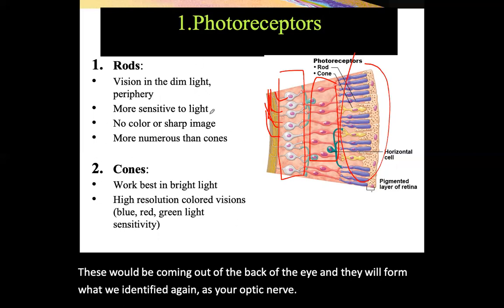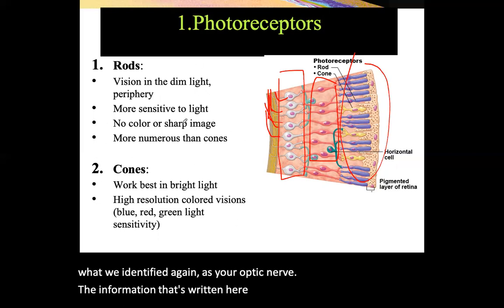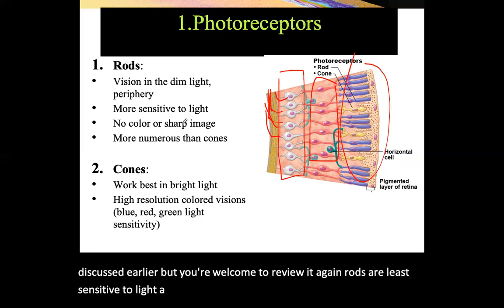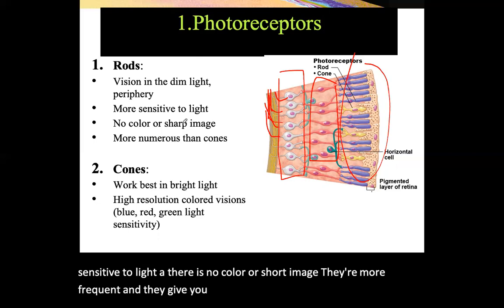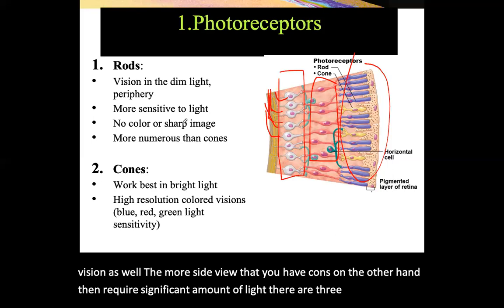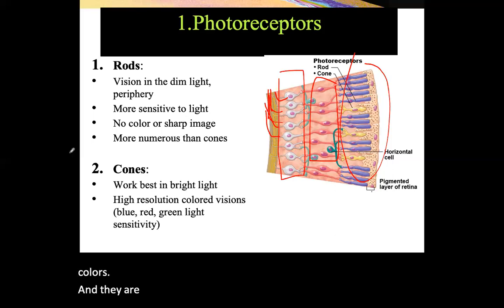The information that's written here is pretty much the same thing we discussed earlier, but you're welcome to review it again. Rods are least sensitive to light. There is no color or sharp image. They're more frequent, and they give you the image in dim light, and they are peripheral vision as well, so the more side view that you have. Cones, on the other hand, require a significant amount of light. There are 3 different colors, and they are going to give you high resolution pictures.